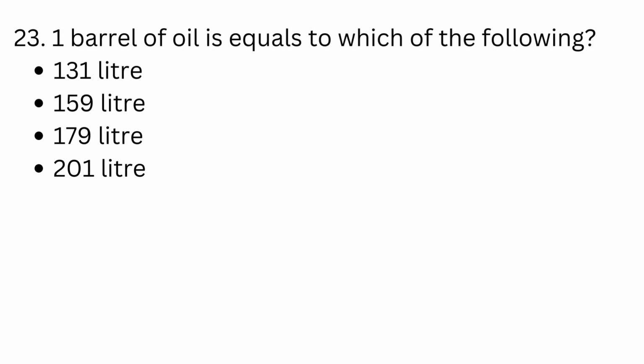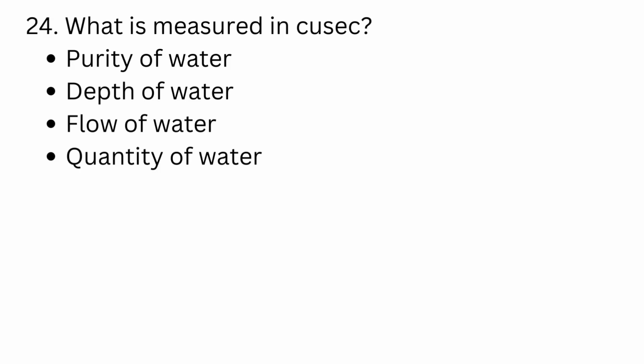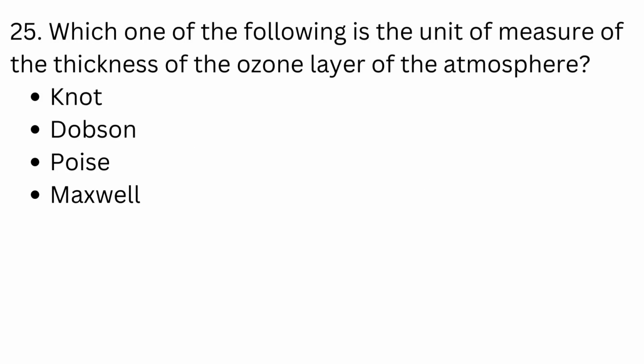Next question is, 1 barrel of oil is equal to which of the following? Options are 131 liter, 159 liter, 179 liter, and 201 liter. And the right answer is 159 liter. Moving to next question, what is measured in cusec? Options are purity of water, depth of water, flow of water, quantity of water. And the right answer is flow of water.